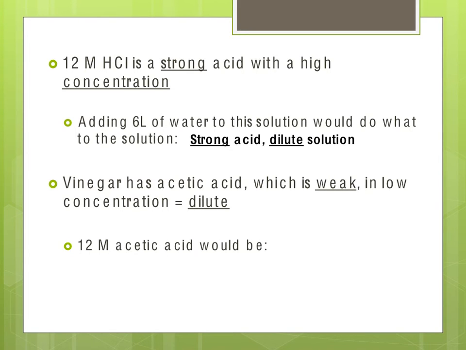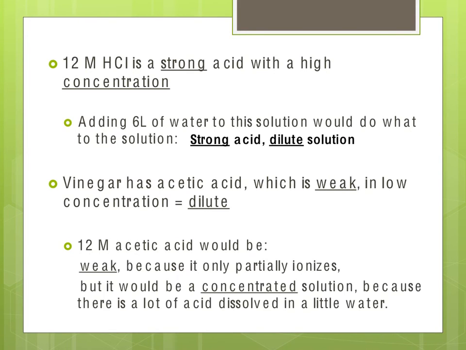12 molar acetic acid is still weak because it only ionizes partially, but it would be very concentrated because there's a lot of acid dissolved in the water, even though it's only partially ionized. Because in order for it to act like an acid, it has to be able to produce those hydrogen ions. So if it only partially ionizes, it doesn't matter how much you dissolve in there. If only 10% of it is going to ionize, then you're not going to get the full effect of the H+, and so it's going to be considered a weak acid.